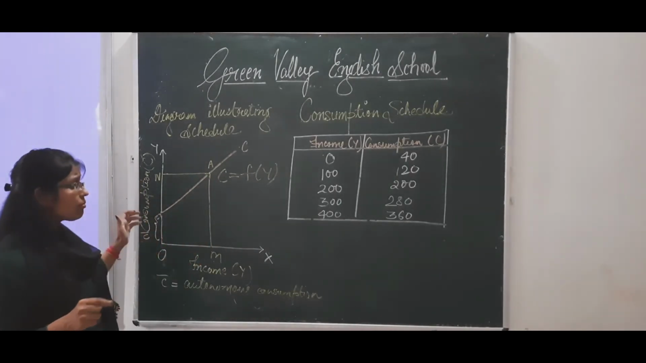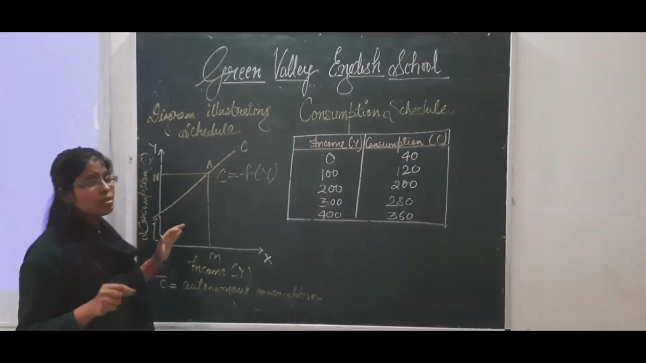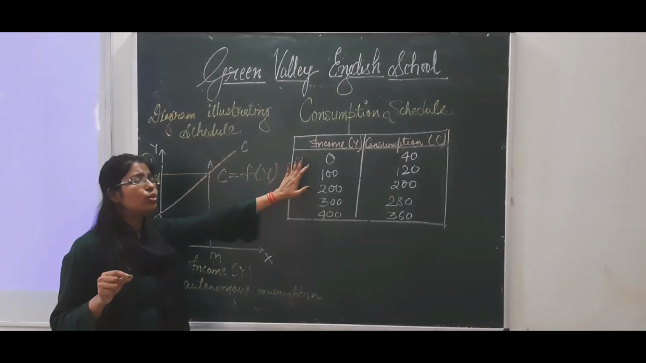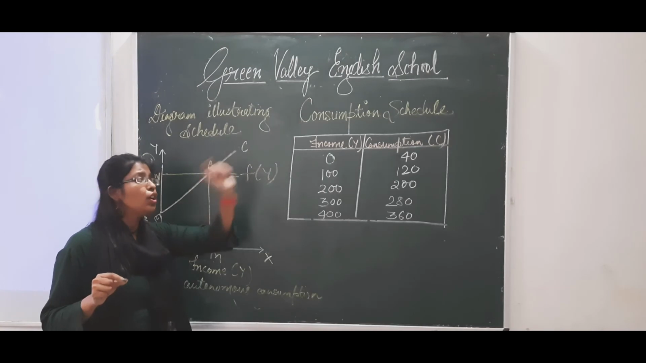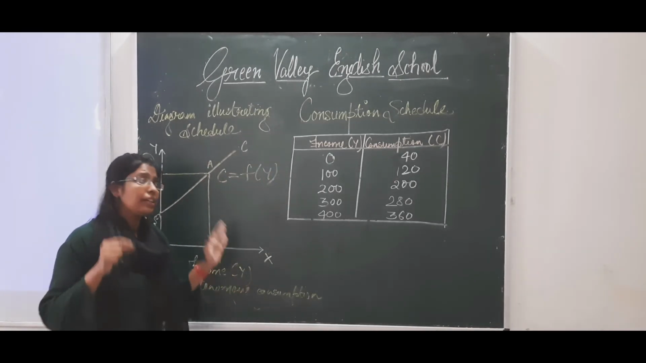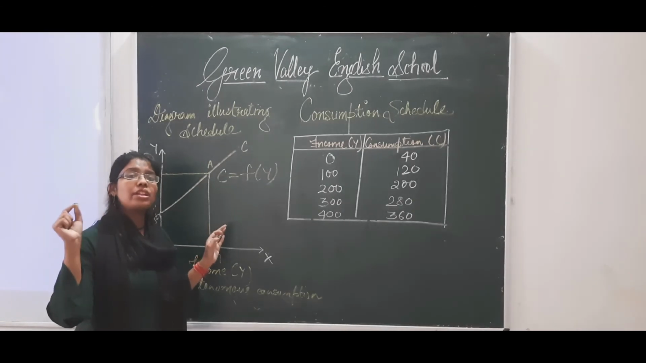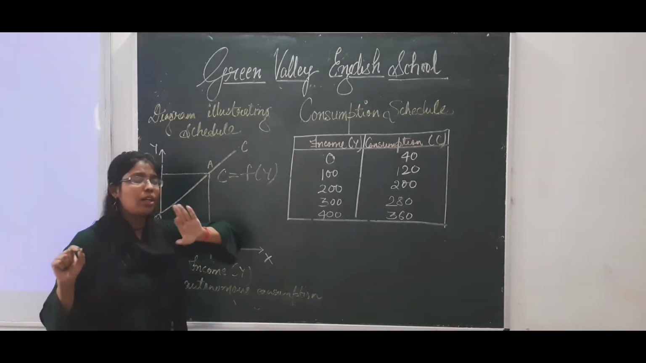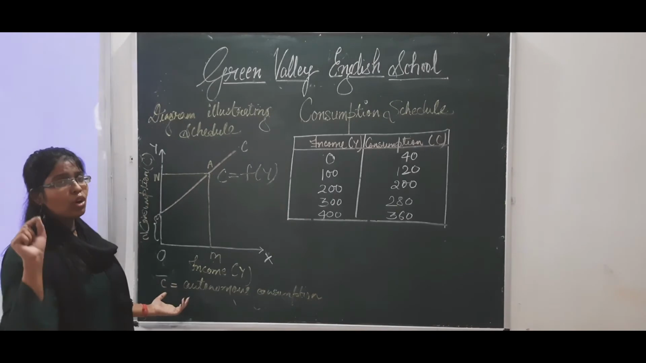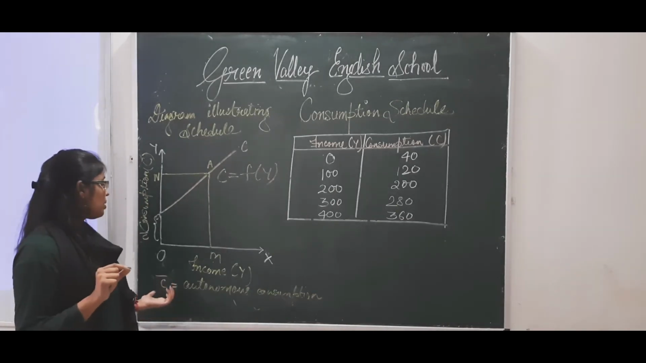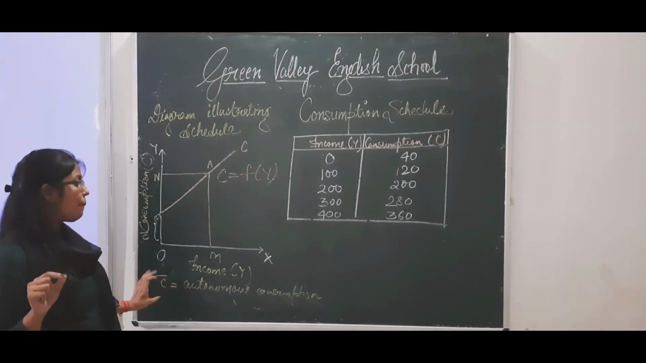Okay students, now you will see that there is autonomous consumption. That means that when income is zero, still we consume, still there is a consumption, which shows that people still consume when there is no income. Still a minimum level of consumption exists even when there is no income, which shows autonomous consumption. So autonomous consumption is denoted by bar C.